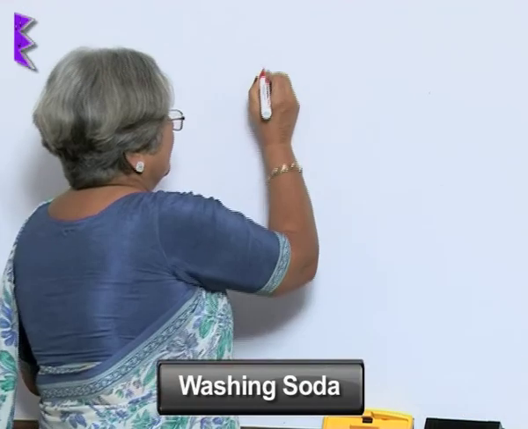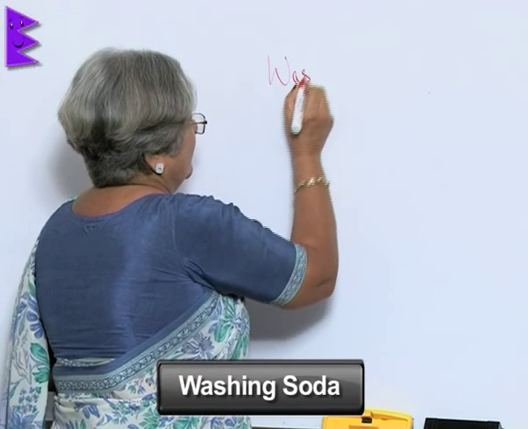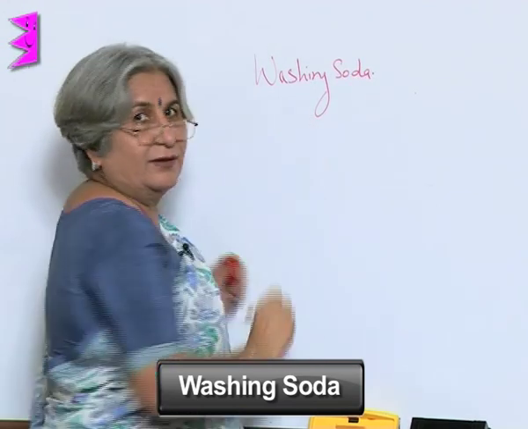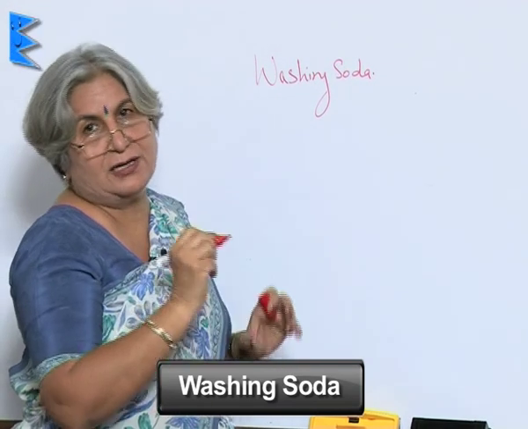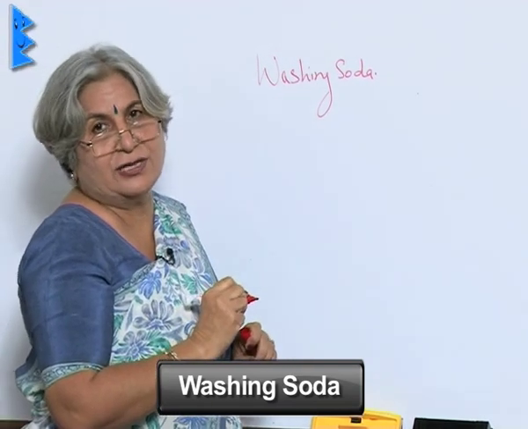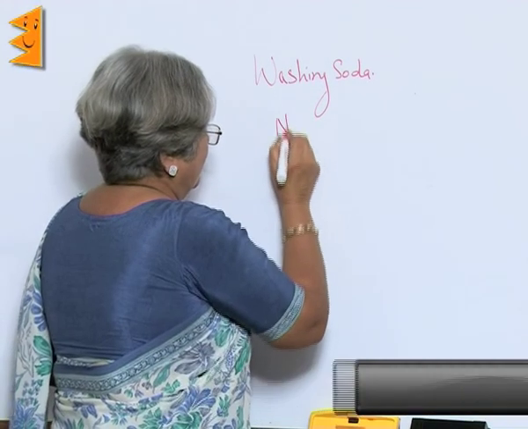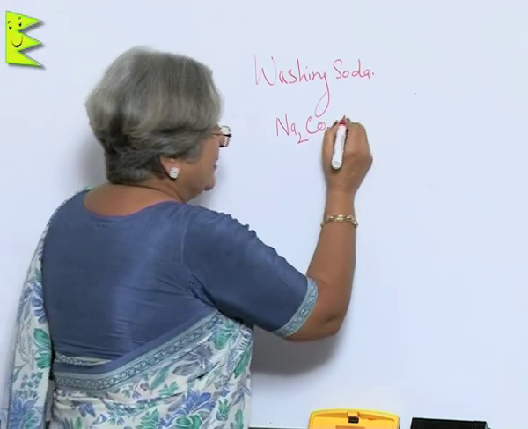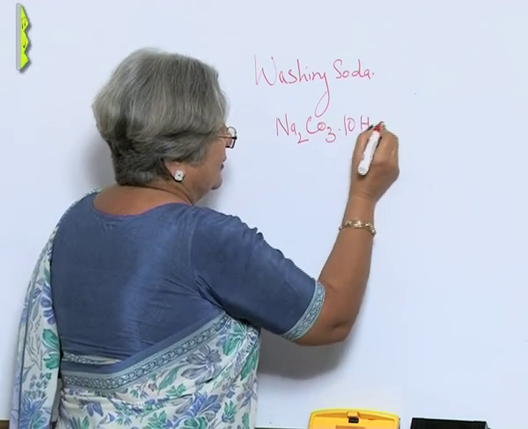Now, let us get back to our cleaning of clothes especially. How do we do it? With soaps and detergents. And what do they contain? They contain washing soda. Washing soda is also a carbonate, but it is only a carbonate, not a hydrogen carbonate. Plus 10 molecules of water.